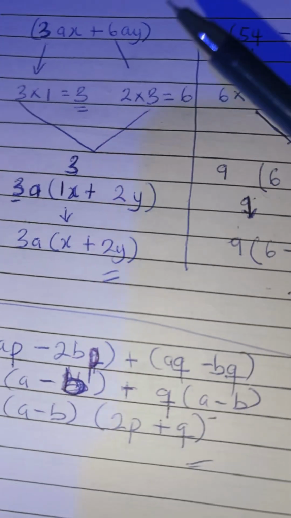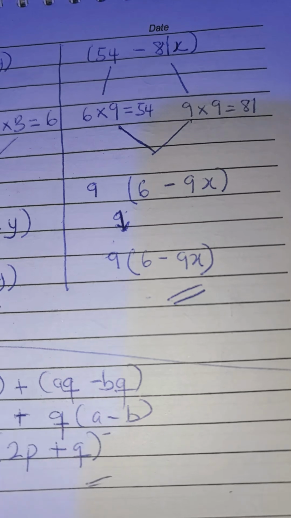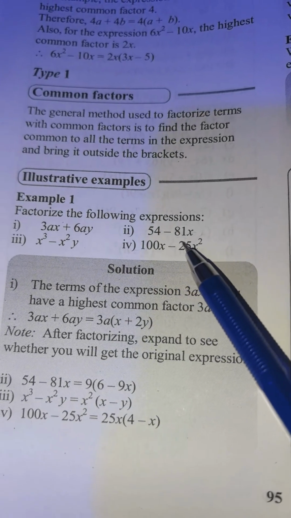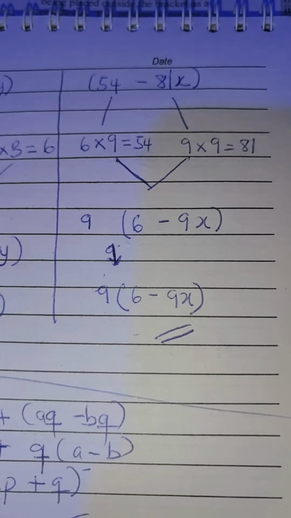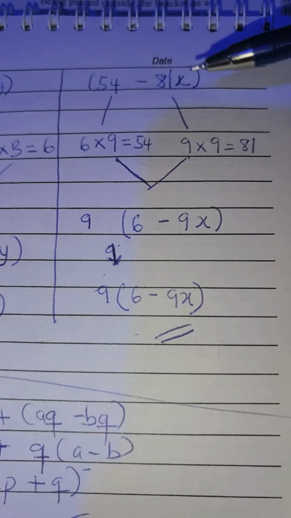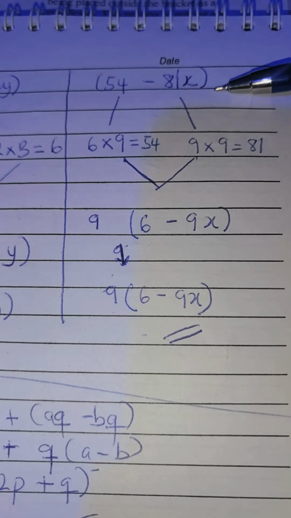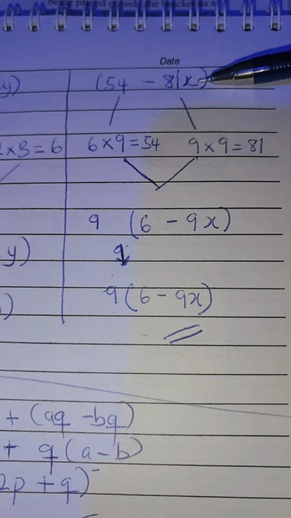Now, let's continue to the next example. It's actually in the textbook. Let's see. Now, this is it: 54 minus 81x. So now we have the second example, into bracket 54 minus 81x. The same example that I taught, following the same procedure that I taught. So we have 54 minus 81x.